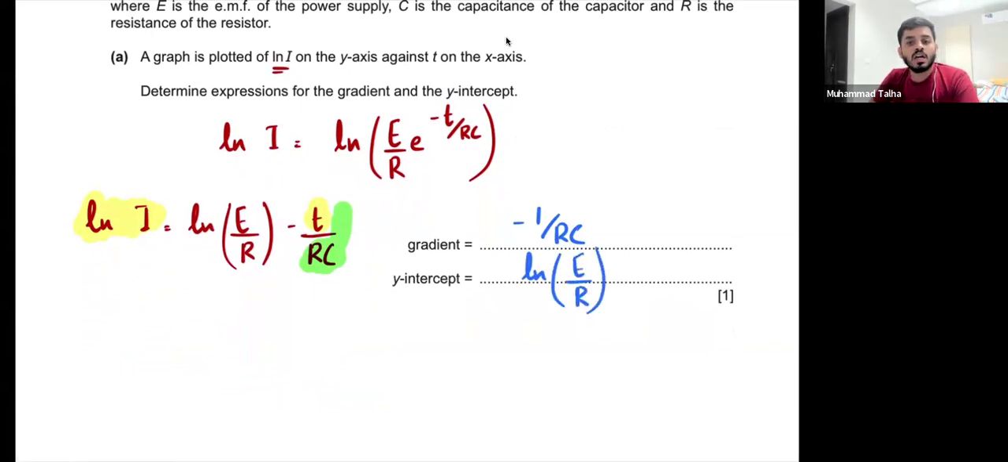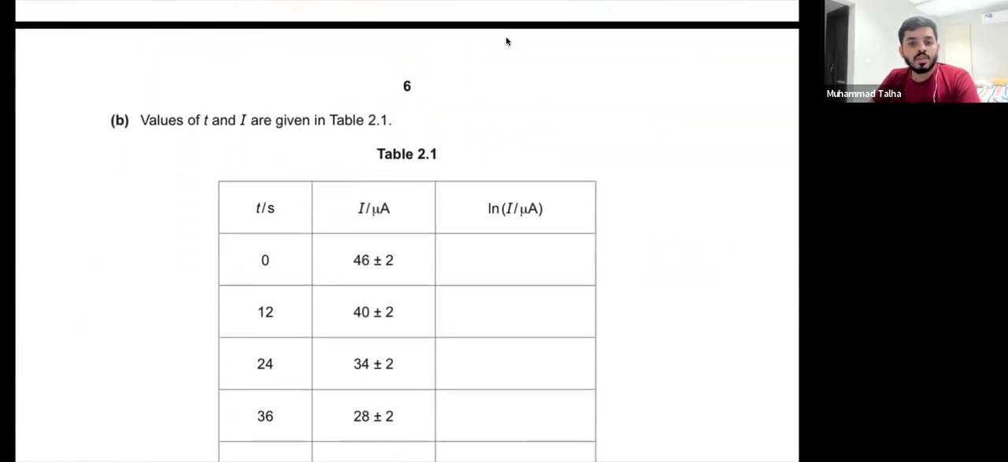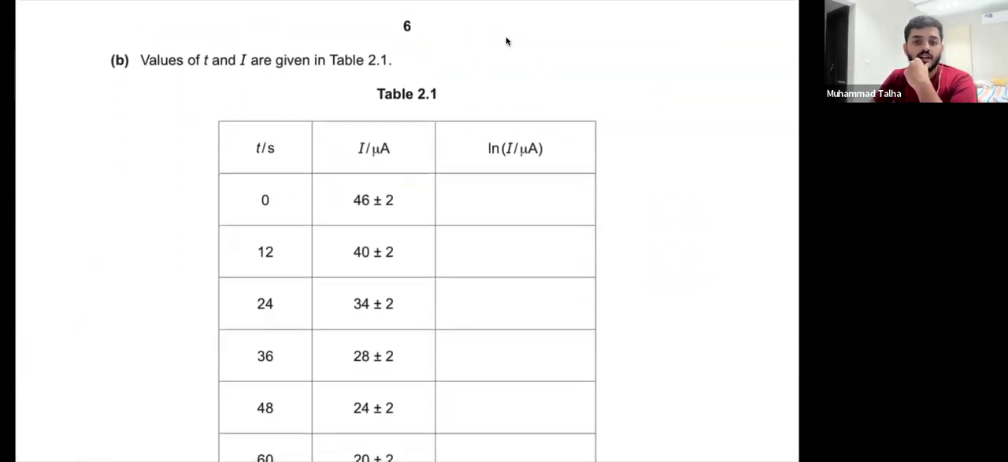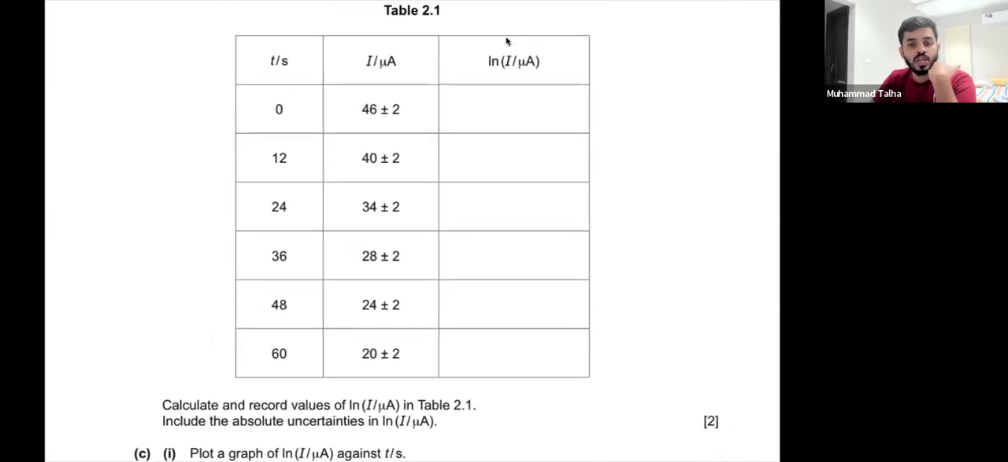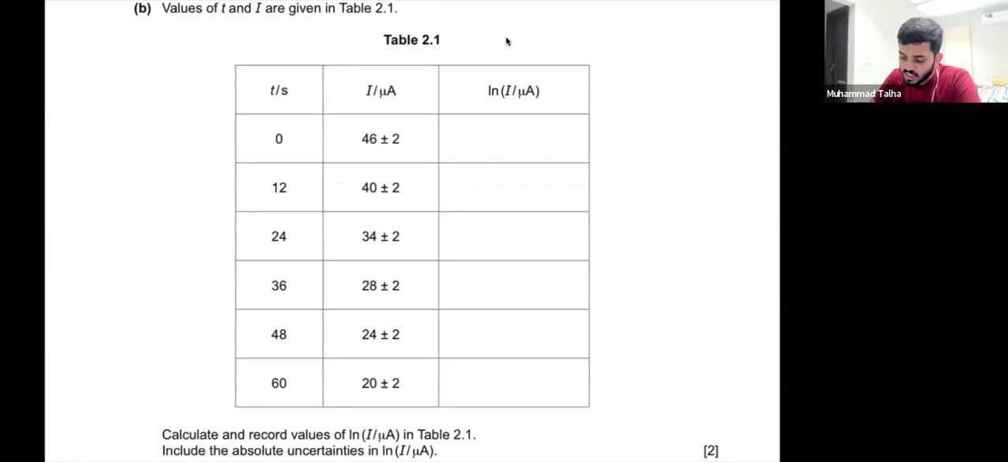All right. For the next one, values of t and I are given in 2.1. You have t and you have I given, and you are supposed to calculate and record values of ln I in microamperes and include the absolute uncertainties in ln I. Now, the ln case is slightly strange if you guys know this. One reason is that the number of significant figures in the I column becomes the number of decimal places in the ln column.